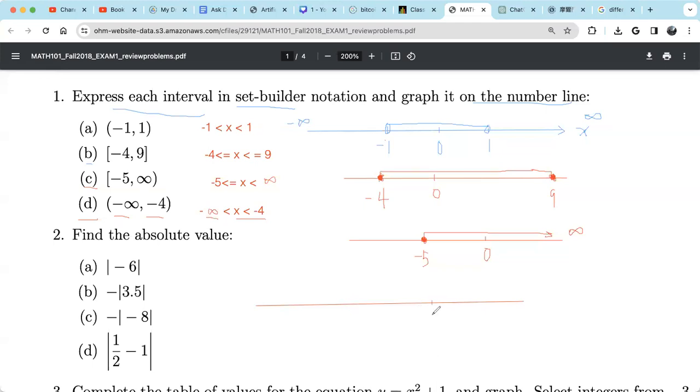So I draw 0 somewhere. I draw -4 somewhere. Then all the numbers are smaller than -4, not including -4. So I draw an open circle. Less than, I go to the left. On the left-hand side, negative infinity. That's the graph.